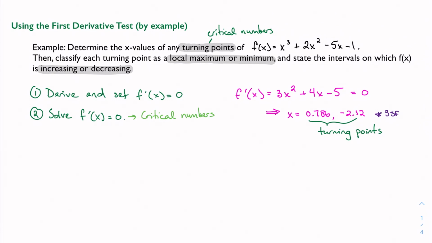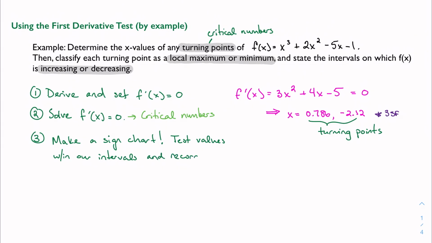I'm going to want to determine if these are local maxima or minima, and I need to state if these are increasing or decreasing. We can do this at the same time. So step 3 is we're going to make a sign chart. We're going to modify it from when we used sign charts last, but it's the same idea. In order to make our sign chart, we're going to test values within our intervals, and we want to keep track of the sign of the derivative.